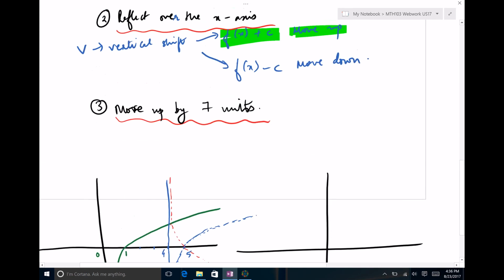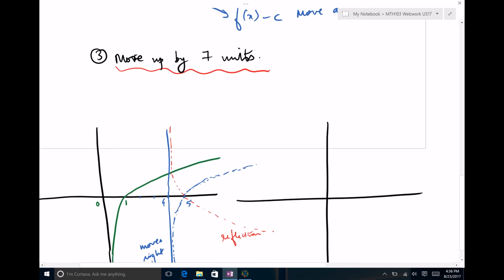Okay, and the final step is that it moves up by 7 units. So what do we look at? Let's look at this line 0. What is going to happen is it's going to move up 7 units. So we're going to keep this in mind, 7, and it's going to move up 7. I'm going to draw a quick dotted line here and keep this line here. So the point that's directly up from here is 5, 7. So this is where your graph is going to be.